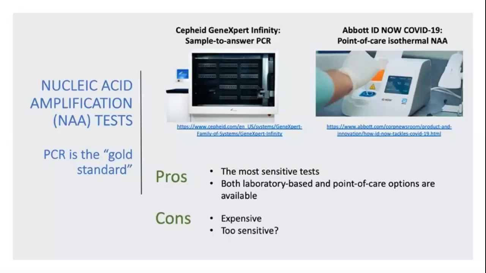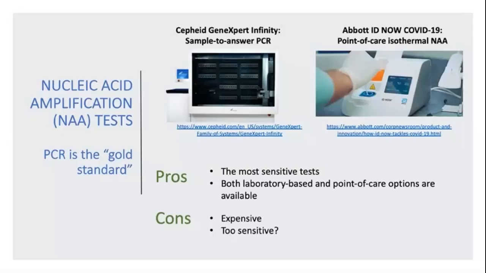So PCR is probably the best known and often considered the gold standard, but isothermal amplification testing is also another subset within this category, and it also has very good sensitivity. So there are both laboratory-based and point-of-care options for both PCR and isothermal testing. So on the right is one example of a point-of-care isothermal test.